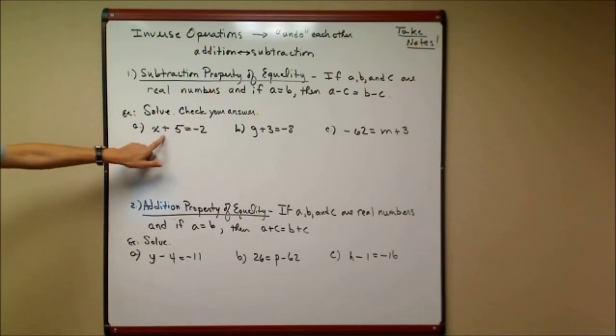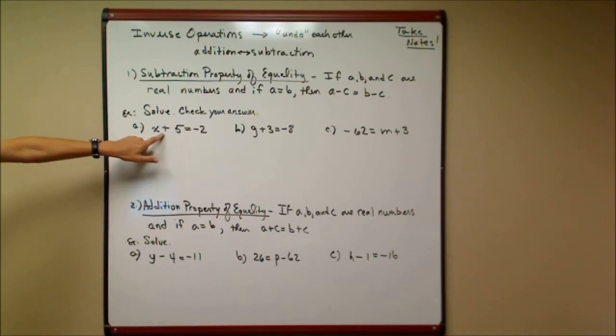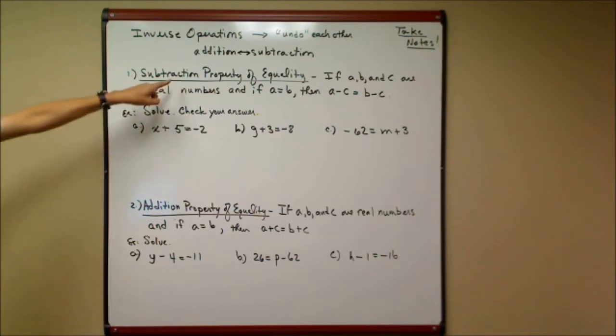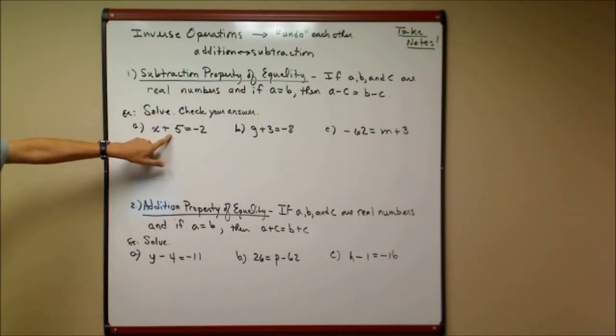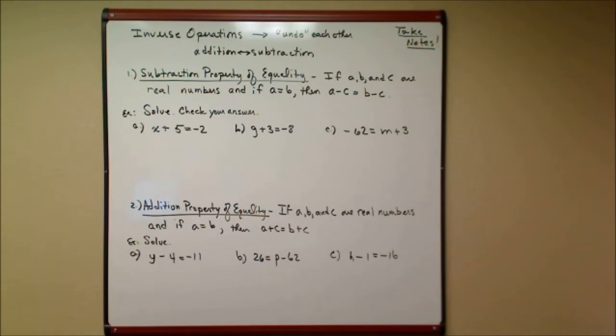To do that, I've got to get rid of this plus 5. Now here's where the inverse operations come in. What's the inverse of adding? Well, that'd be subtracting. Now this property says I can subtract the same amount from both sides. I want to get rid of this plus 5. I'm thinking I'm going to subtract 5. If you add 5 then subtract 5, they cancel one another out.